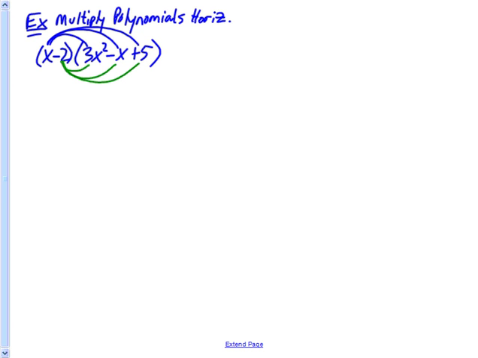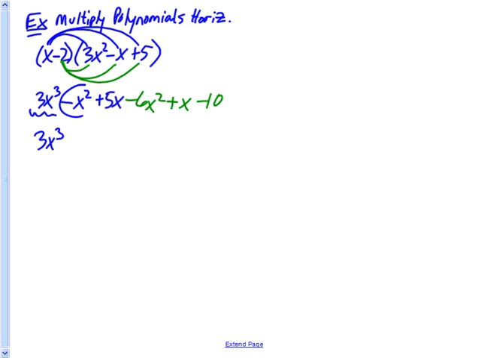X times 3x squared, that's 3x to the third, right? X times a -1x is a -1x squared. X times a +5 is a 5x. Now let's take that -2 times 3x squared, -6x squared. -2 times -x, positive x. -2 times a +5, -10. Okay, we go ahead, we combine any like terms we got. Looks like this is our only cubic, so 3x cubed, right? -x squared minus 6x squared, so there's our -7x squared. Looks like we got a 5x plus a 1x, so plus 6x, and finally a -10 on the end.